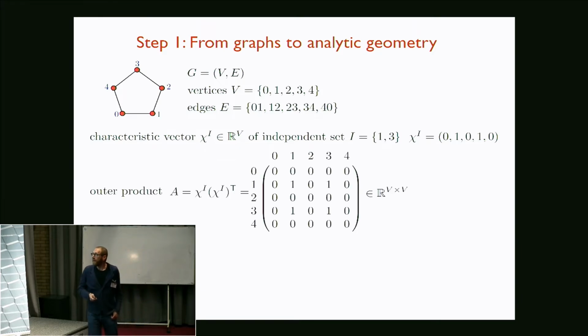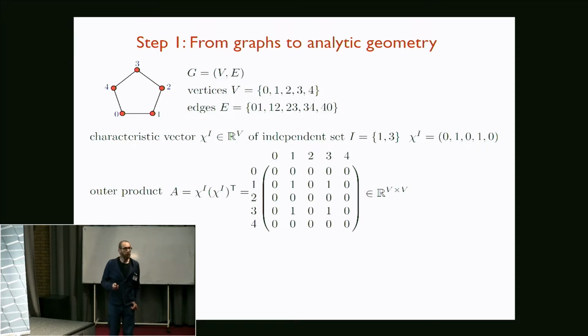Then I do something maybe strange at the beginning. I take the outer product of this characteristic vector, looking at it as a column vector, times the row vector, giving me a matrix where the rows and columns are indexed by the vertices of the graph, and I have 0s and 1s in between. So it's a rank 1 matrix, which has a couple of nice properties.